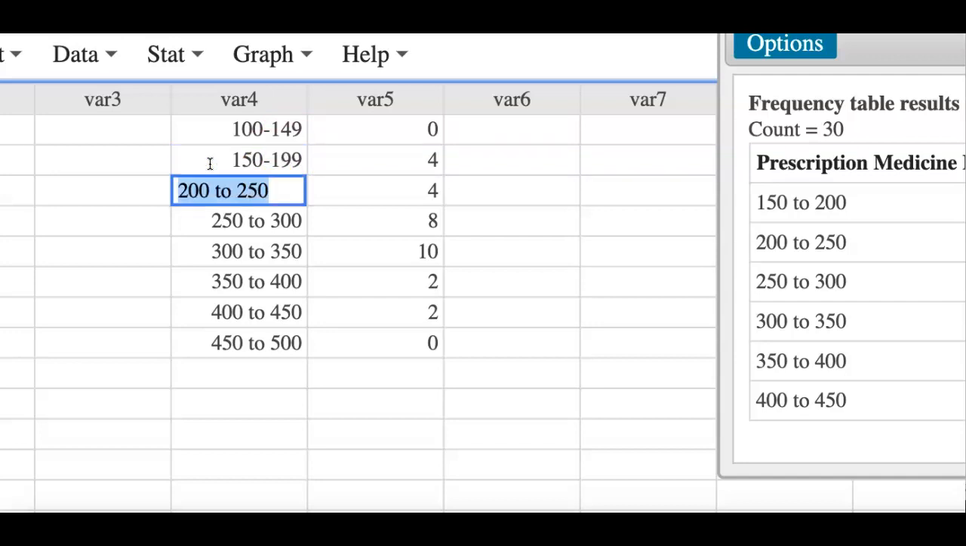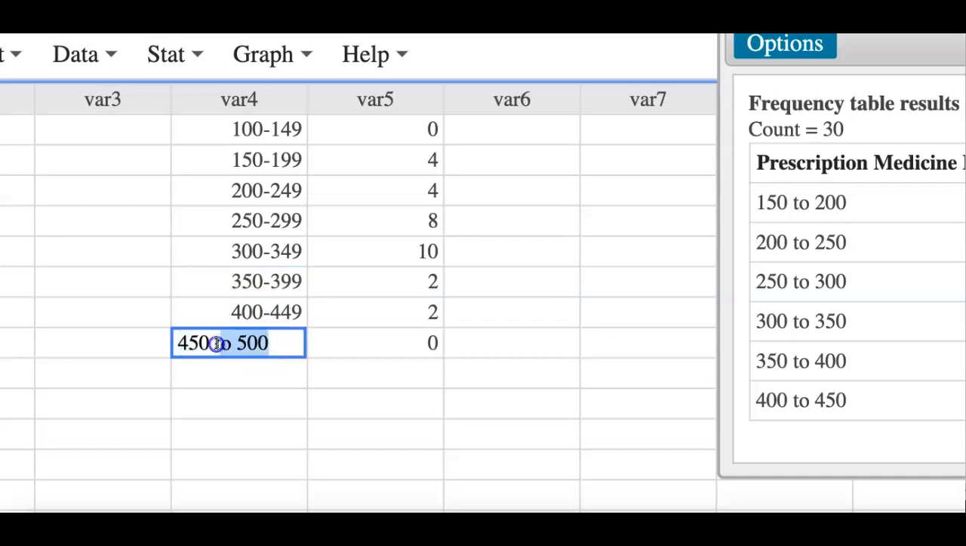152, 199, 202, 245, 249. 300 goes down one to 299. Just go down one integer on the upper limit. Next one will go to 349. This is what you're going to have to do. This is going to 399, and this one will go to 449, and finally this will go only up to 499.